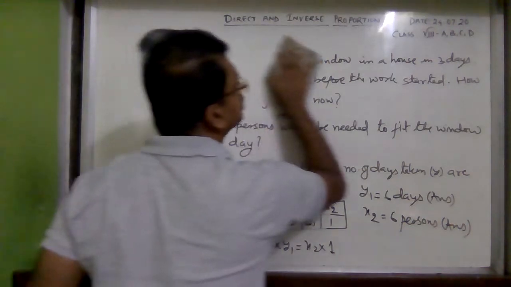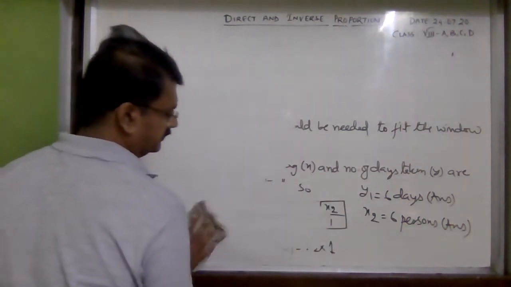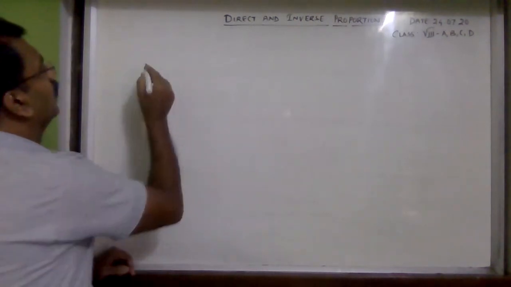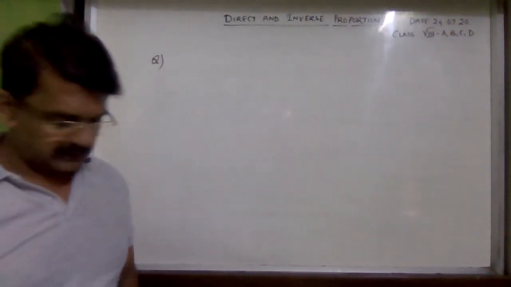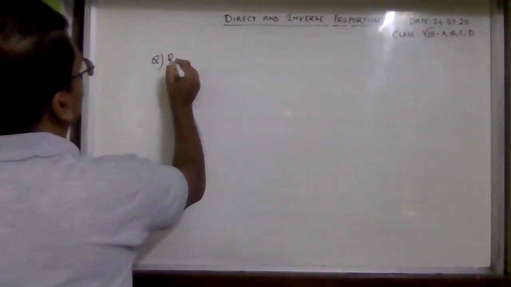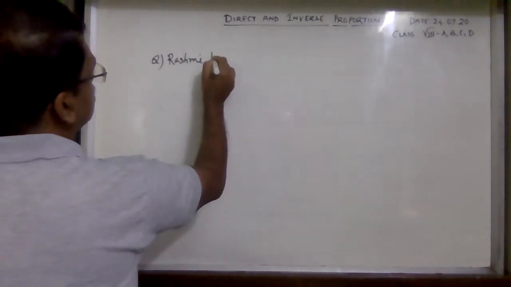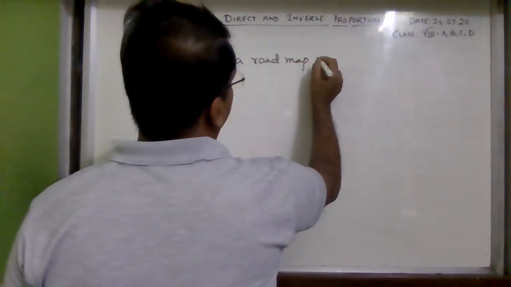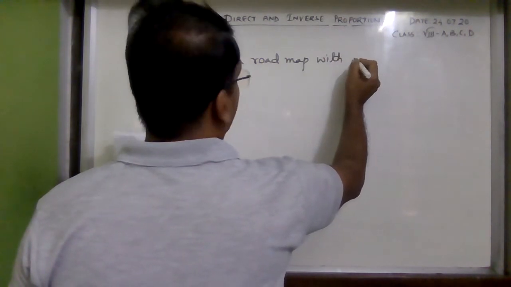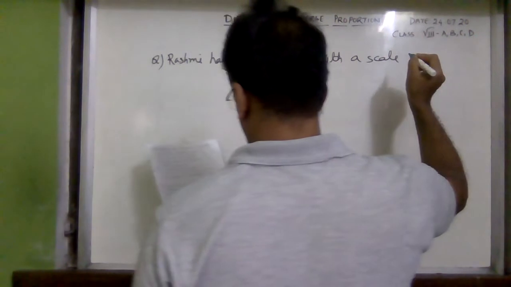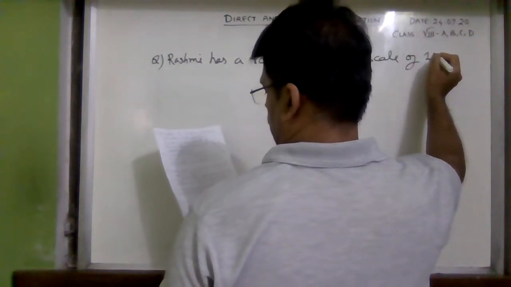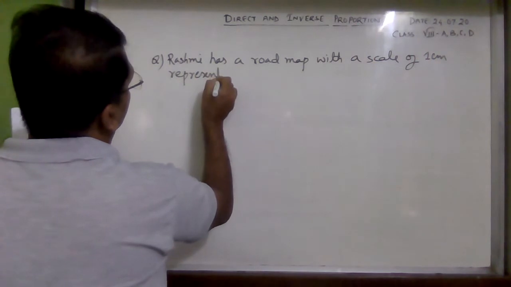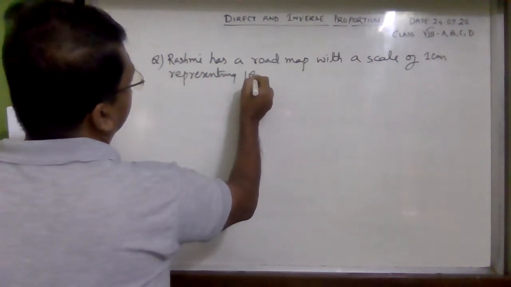Now the next question. And the next question is, Rashmi has a road map with a scale of 1 centimeter representing 18 kilometers.